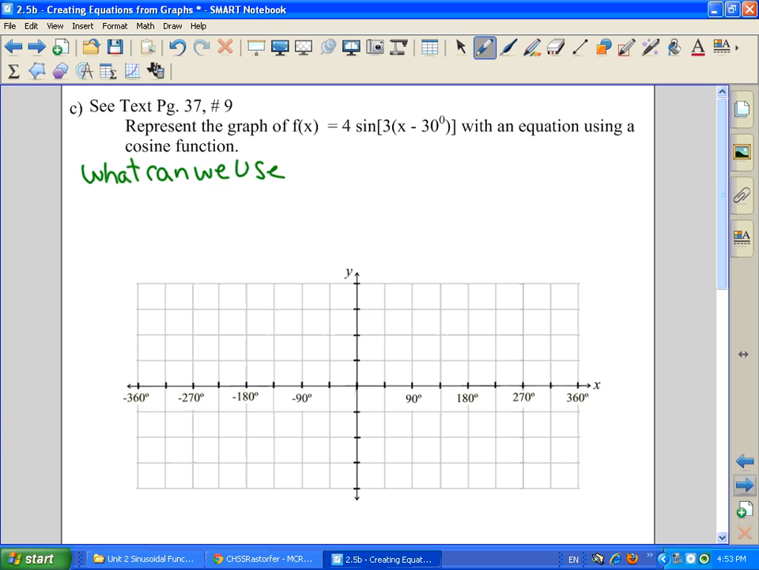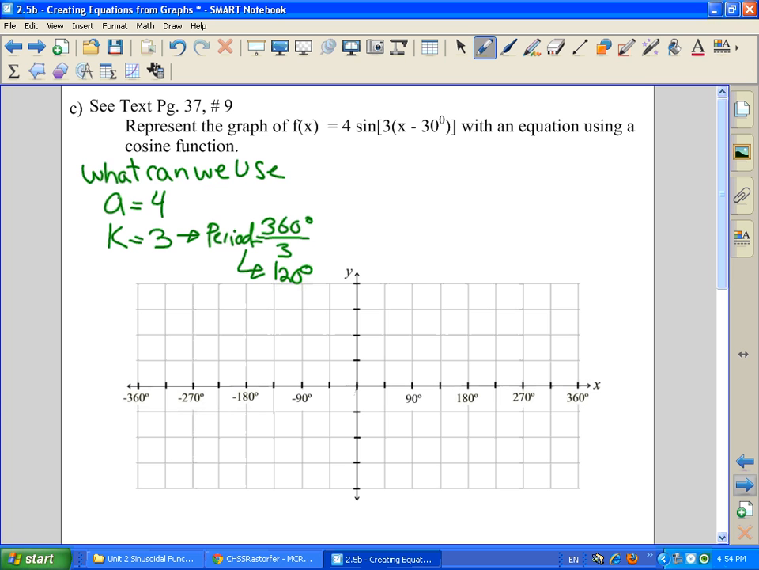So first of all, A should stay the same because it tells us our amplitude. So we know A equals 4, which is our amplitude. What else do we know, folks? That K equals 3. So if you want to find out what your period is, that's 360 degrees divided by 3. So my period equals 120 degrees.